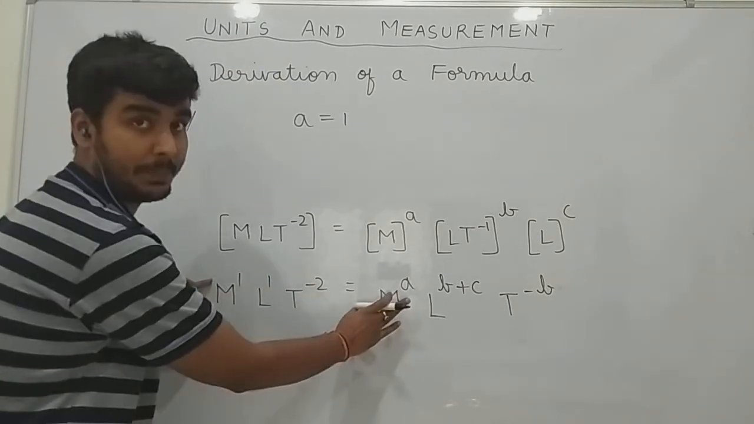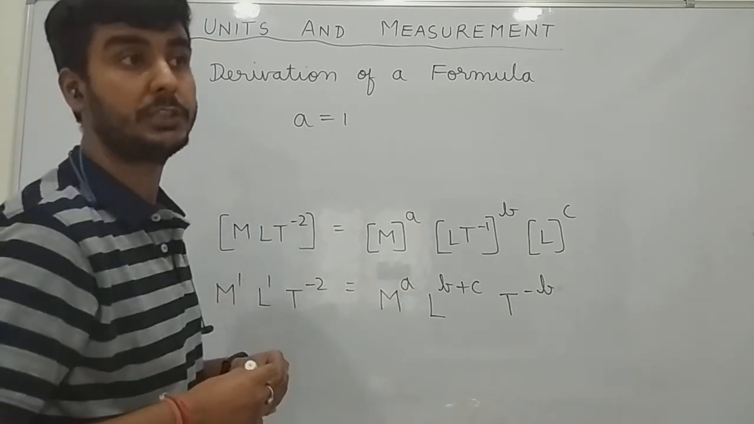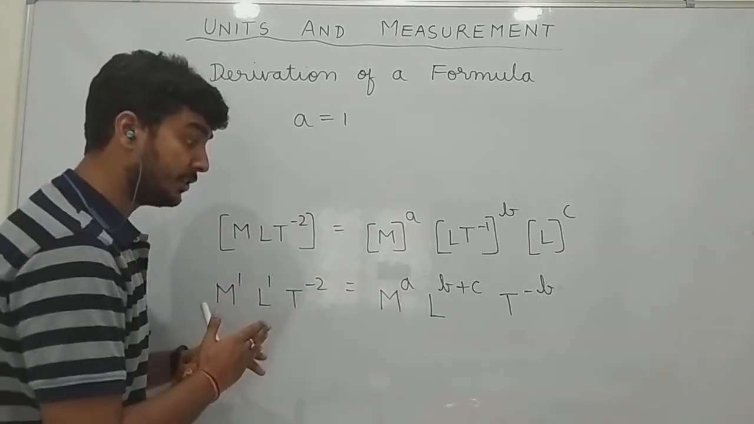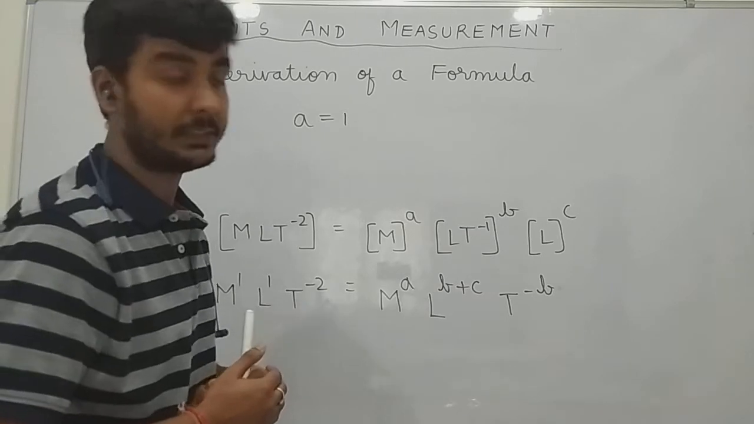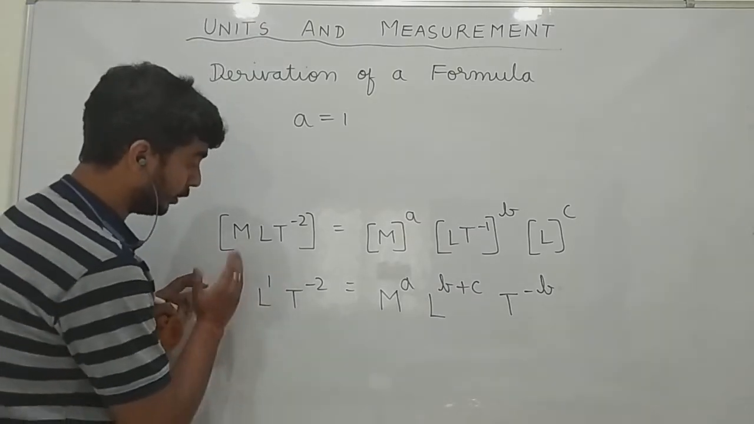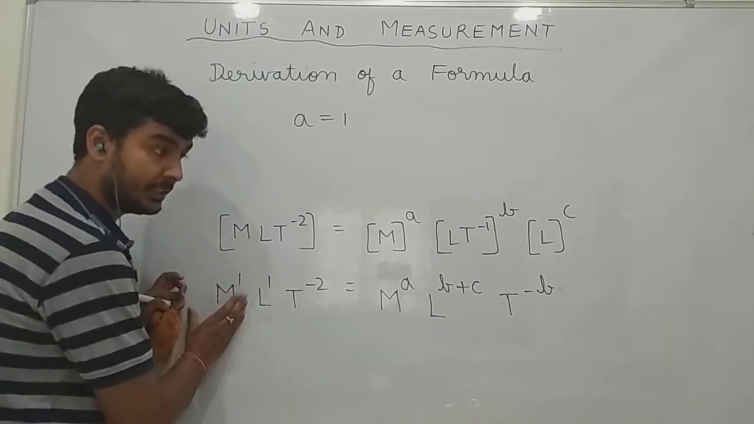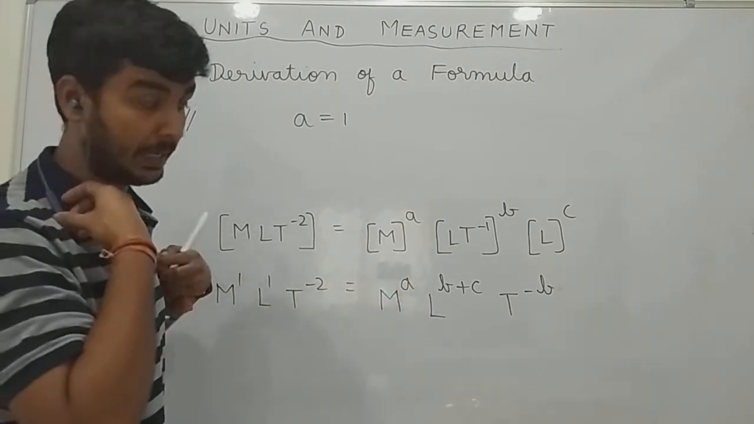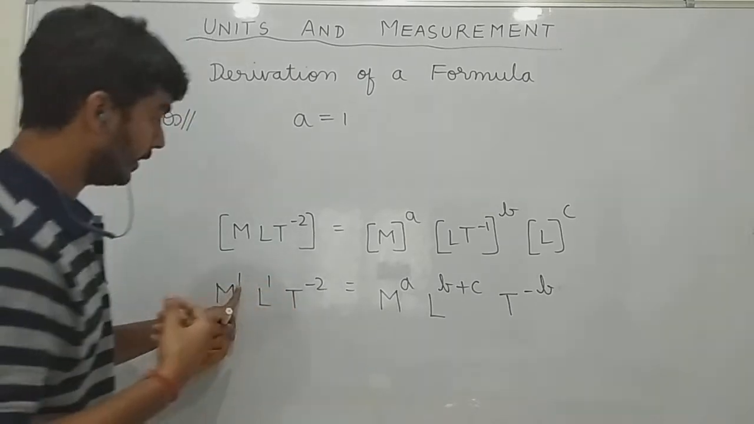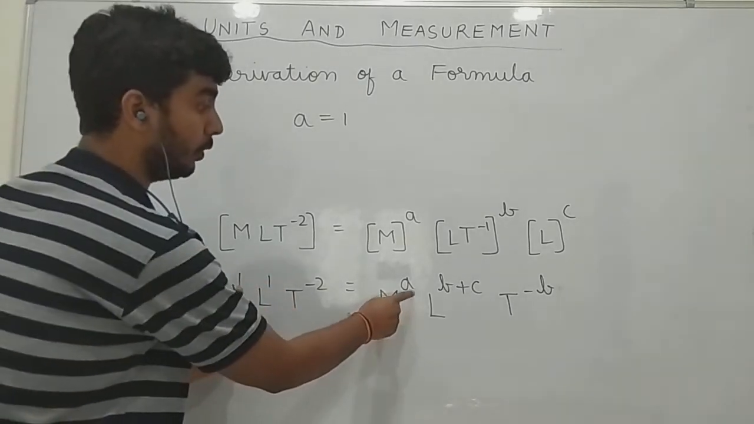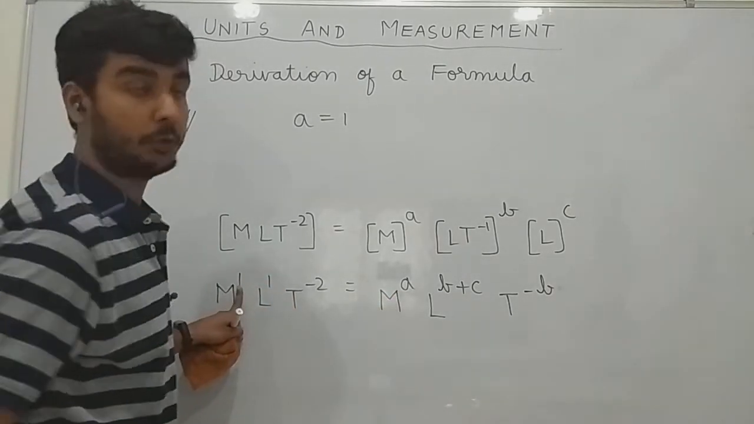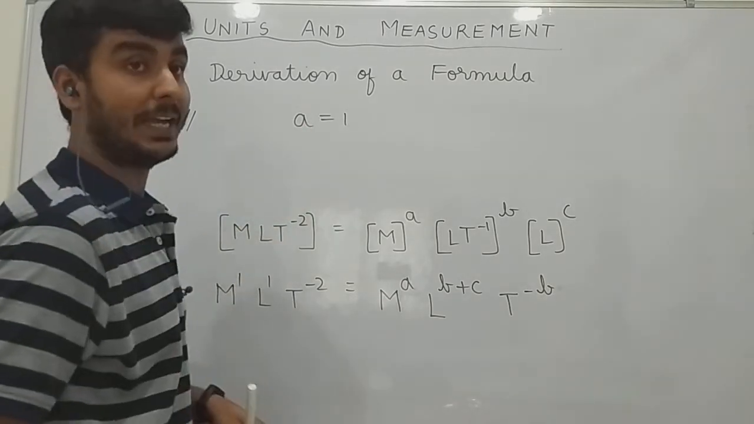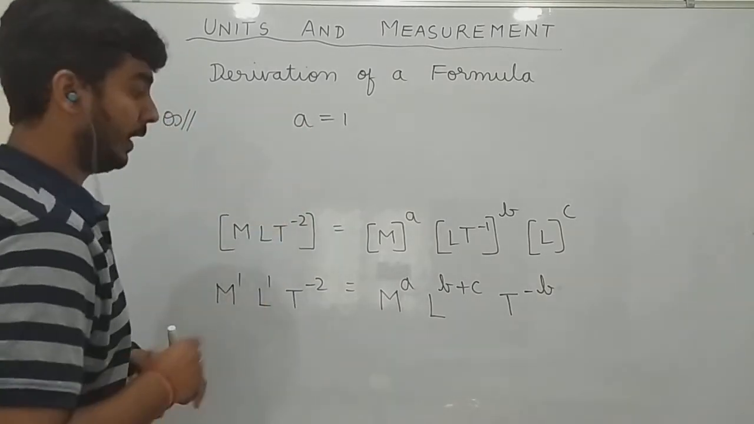They should have same power, because according to principle of homogeneity, the dimensions of RHS should be equal to dimensions of LHS. So whatever is the power of mass on this side, that will be the power of mass on RHS also. So here power of mass is 1. So here also the power of mass should be 1. From that comparison, the value of A comes out to be 1.